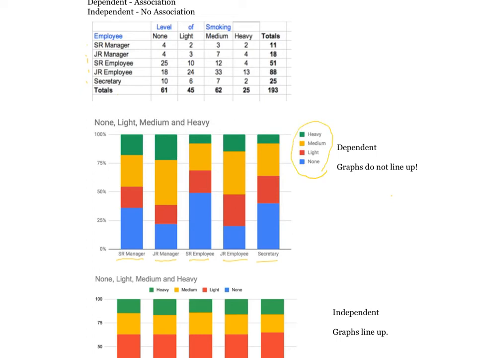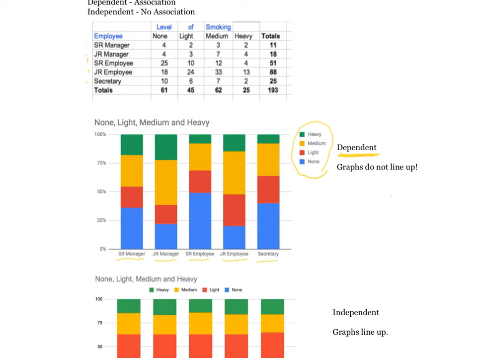Okay, so right away you can tell these variables are dependent. The graphs do not line up. Okay, you can see that the heavy smoking is the green, and you can see that the junior managers are the heaviest smokers, where the senior employees have the least heavy smokers. And if you look at the blue, the people that don't smoke at all, you'll see that the senior employees, almost half of them, don't smoke. But for the junior employees and the junior managers, less than 25% don't smoke.